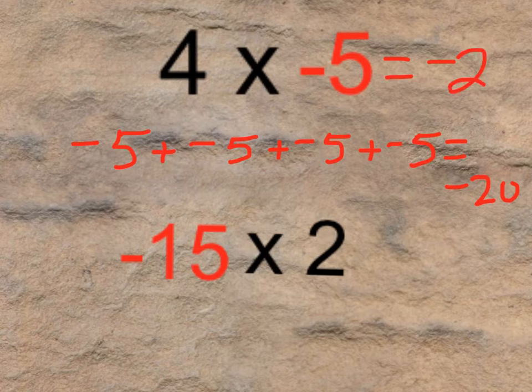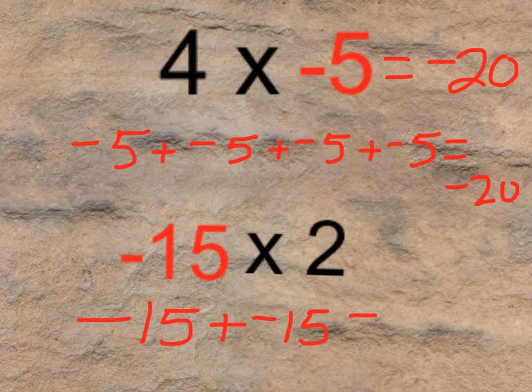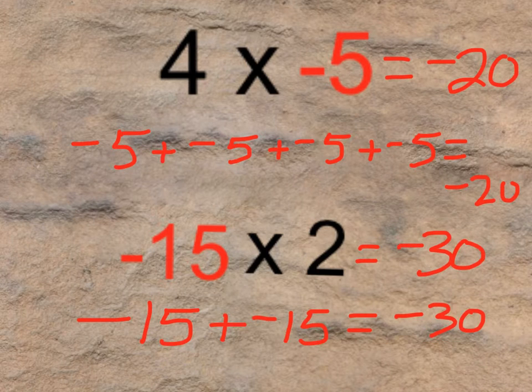And the second example, seeing the order does not matter in how you multiply. We can also say that this is 2 groups of negative 15 being added together. And the sum of negative 15 and negative 15 is negative 30. So we can conclude that when we multiply one positive number times one negative number, the product will always be negative.